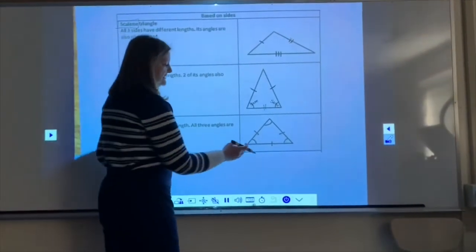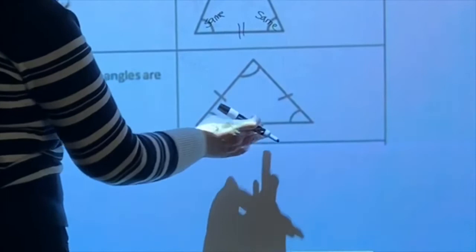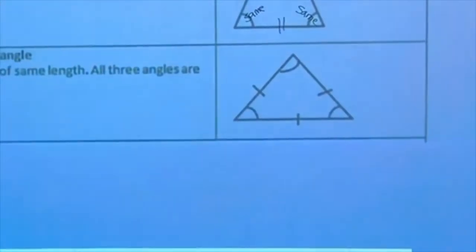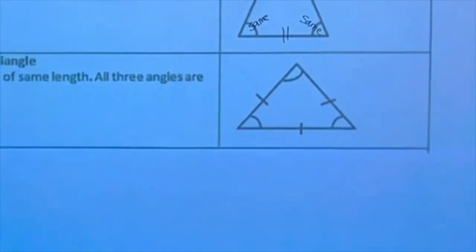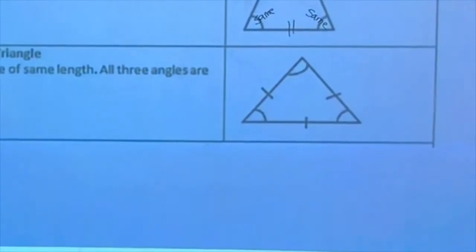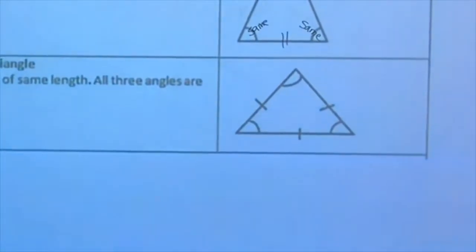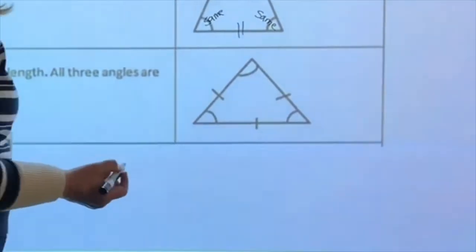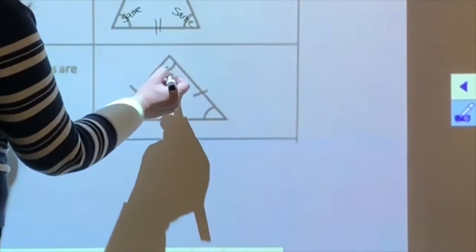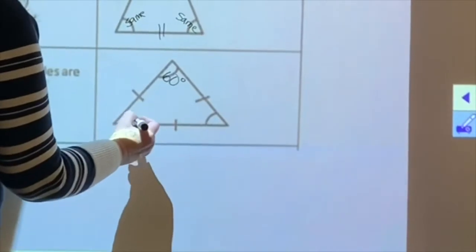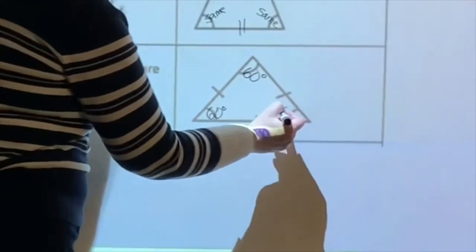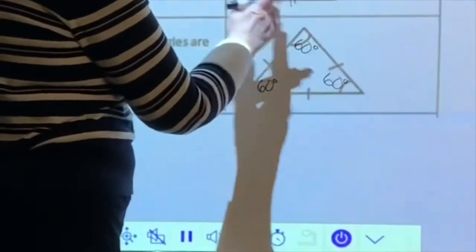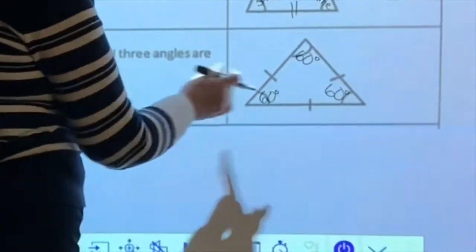When all 3 of them are the same length, and that's kind of a distorted picture right there because they don't all look exactly the same, but they are. Let's pretend they are. All 3 are the same length. It is equilateral. Equal meaning equal, obviously. Lateral meaning sides. So that means the 3 sides are equal. And the interesting thing about equilateral triangles is that every single angle will always be 60 degrees, no matter what the length of the sides, if it's equilateral.